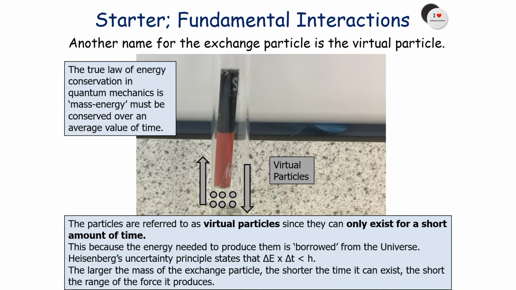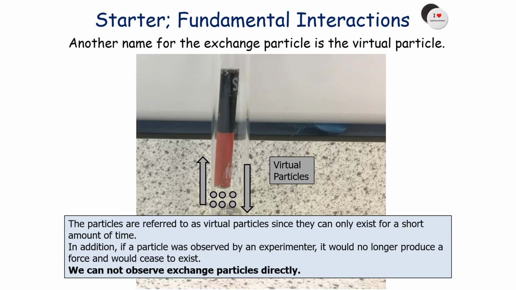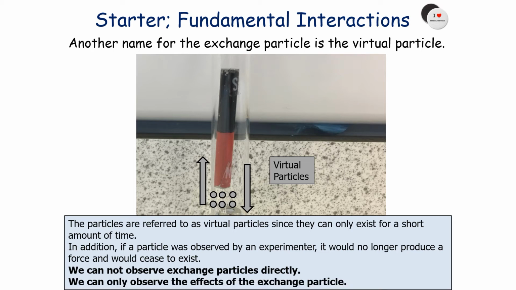Whilst, like we said before, the larger the mass of the exchange particle, the shorter the time it can exist, the shorter the range of the force it produces. Now, these particles are also referred to as virtual particles because they can only exist for a short amount of time. In addition to that, if the particle was observed by an experimenter, it would no longer produce a force and would cease to exist, so we can never observe these exchange particles directly. We can only ever observe the effects of the exchange particles.